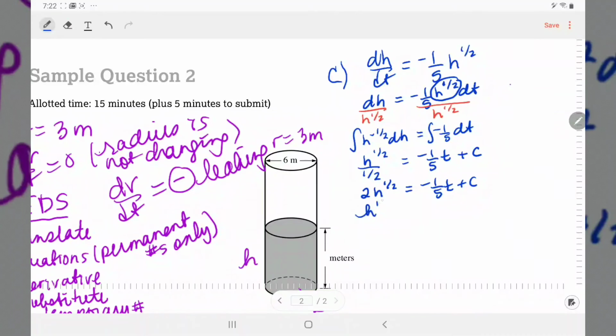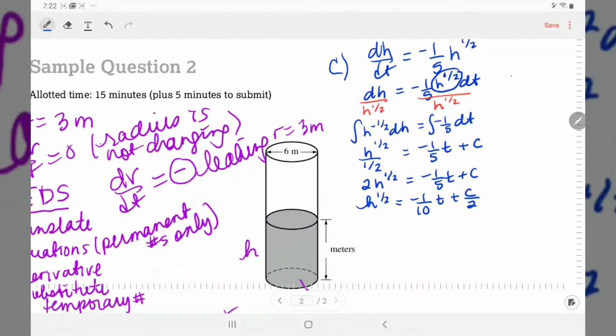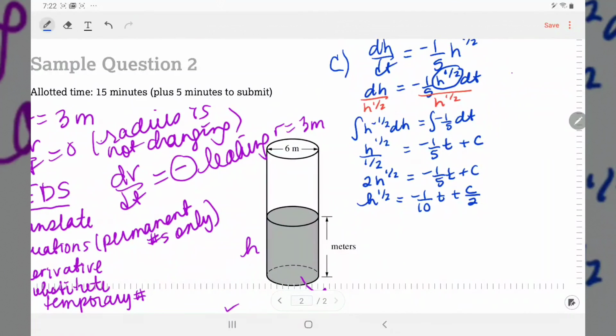So to get rid of a square root, you have to do the inverse or the opposite, and so you have to square both sides to get rid of this. And then you can't square each term, you have to square the whole side. So this is h equals negative 1/10 t plus c over 2, squared, but I need to find c. So I'm going to find c back up here. Usually the first line of where I found c is the best.